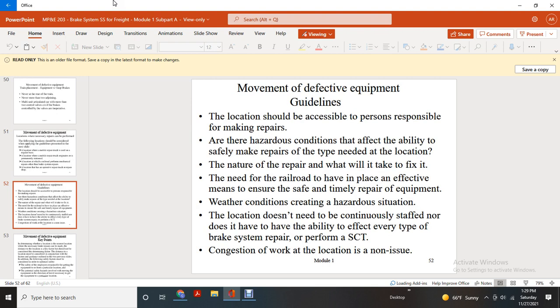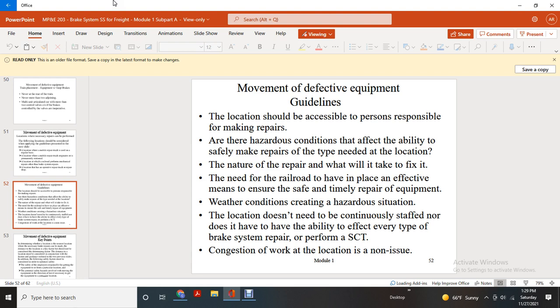For movement of defective equipment, the guideline is that the location should have an acceptable person responsible for making the repair, with the heads with the condition, effectively applicable to the safety of the repair, the type of repair needed, the nature of the repair, what will fix it, to ensure the safety and timely repair of the equipment.